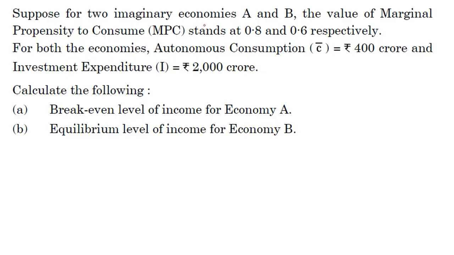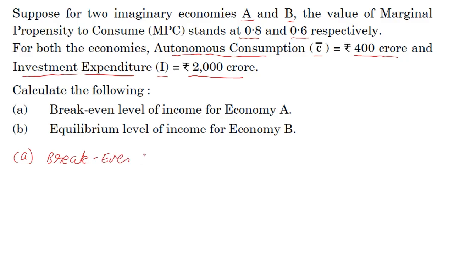Suppose for two imaginary economies, A and B, the value of marginal propensity to consume stands at 0.8 and 0.6 respectively. For both the economies, autonomous consumption, or what we call C bar, is 400 crores, and investment expenditure, or I, is 2000 crores. All right, so we have to calculate the break-even level of income for economy A.